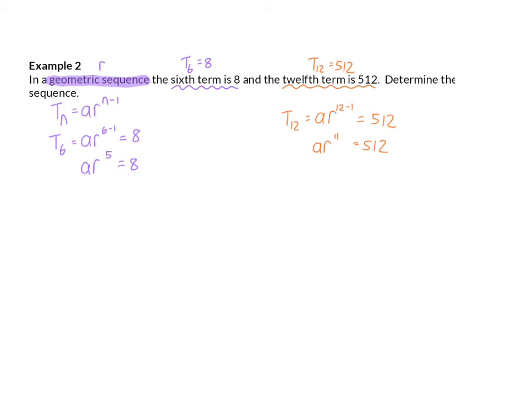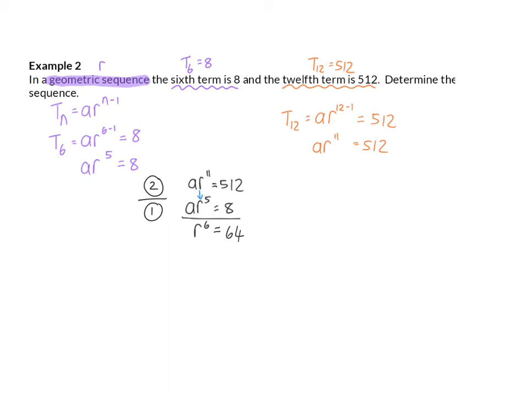So I'm going to say equation 2 divided by equation 1. So I write the two equations underneath each other, and I'm going to divide the left and divide the right. Now, A divided by A is 1. R to the power of 11 divided by R to the power of 5 is R to the power of 6. And 512 divided by 8 is 64.